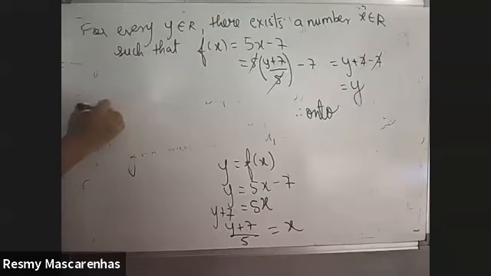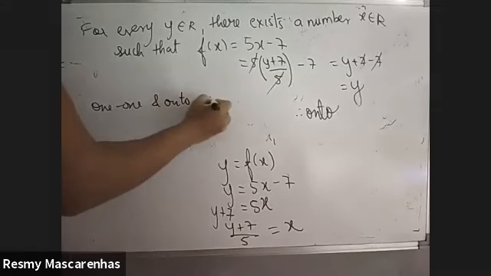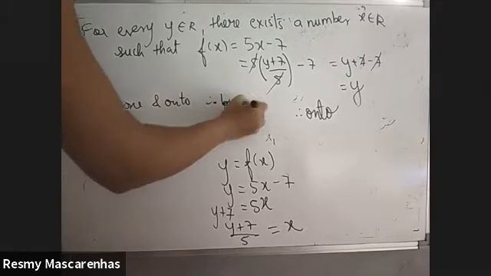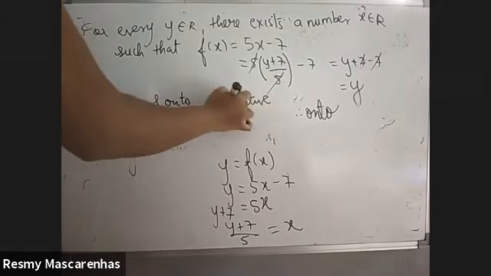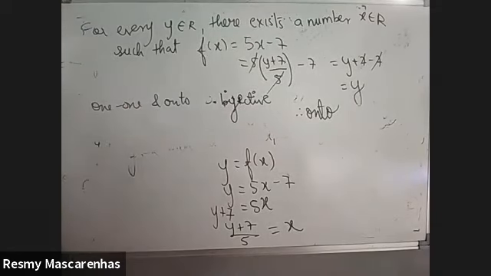Okay, and since it is 1 to 1 and onto, therefore bijective. So you have proved that it is 1 to 1 and onto. So that's why it will be a bijective function. So this first part is over. Now you are supposed to find an inverse.